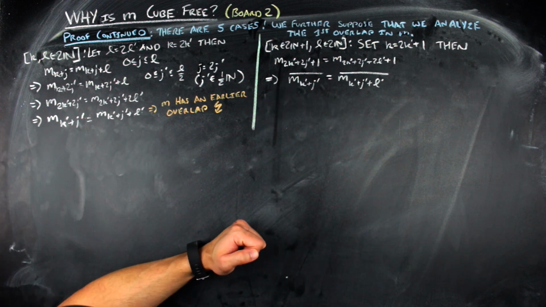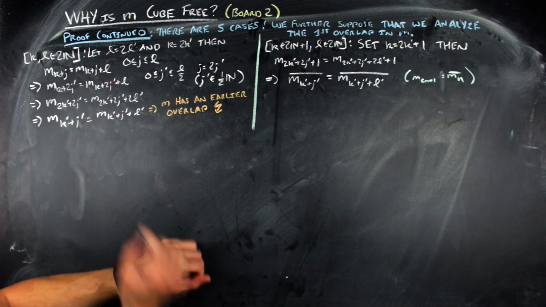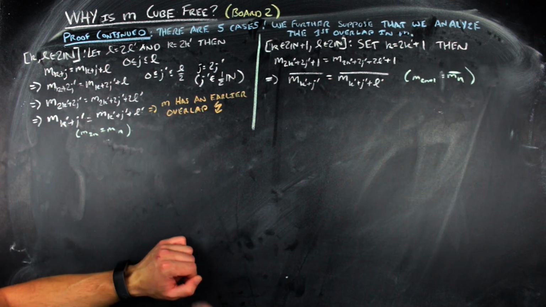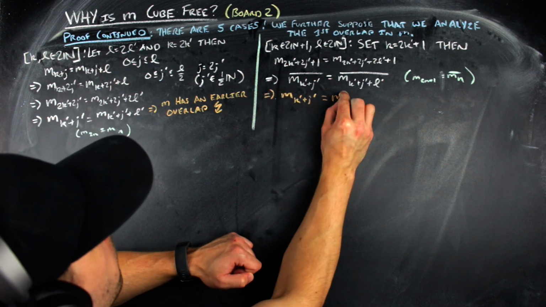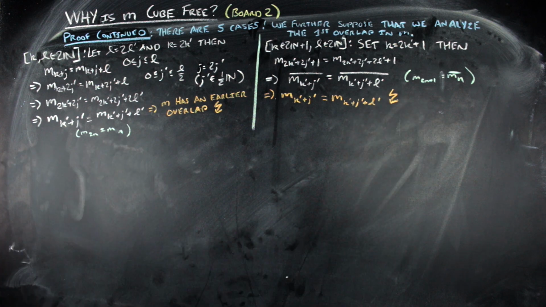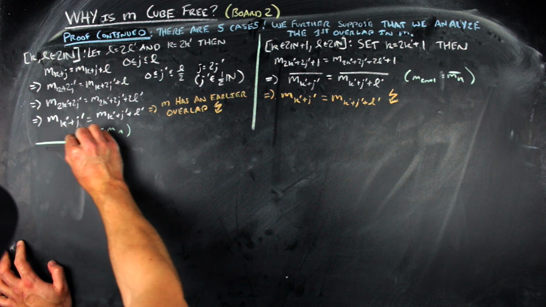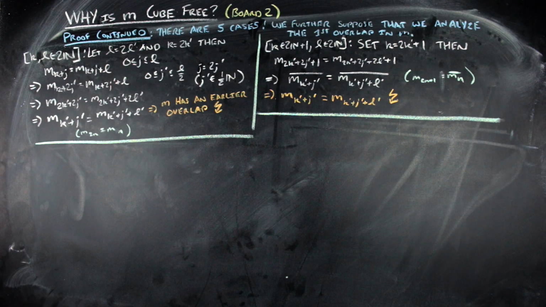Where conjugate just means that you flip the bit, or you take 0 and you replace it with a 1, or you take 1 and you replace it with a 0. But if your conjugates are the same, that means your original value was the same. So we have M sub K prime plus J prime is equal to M sub K prime plus J prime plus L prime, which again gives you an earlier overlap in the sequence M.